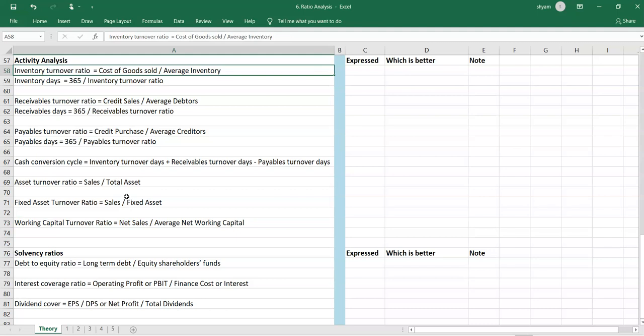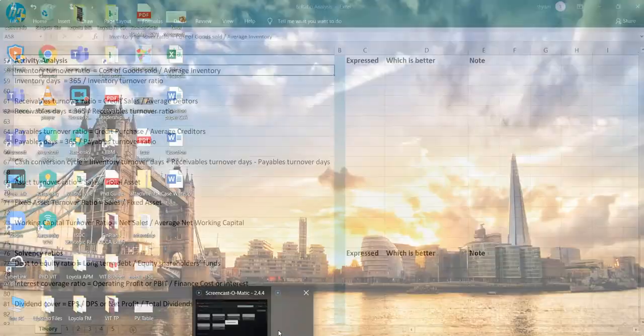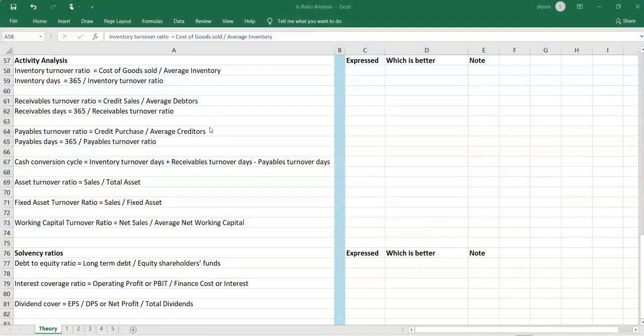If you look at all these ratios, there's one common thing here: the denominator will have the ratio's name. For example, inventory turnover ratio is divided by inventory. In the receivables turnover ratio, it is divided by average receivables or average debtors. Payables turnover ratio is divided by the payables or creditors.